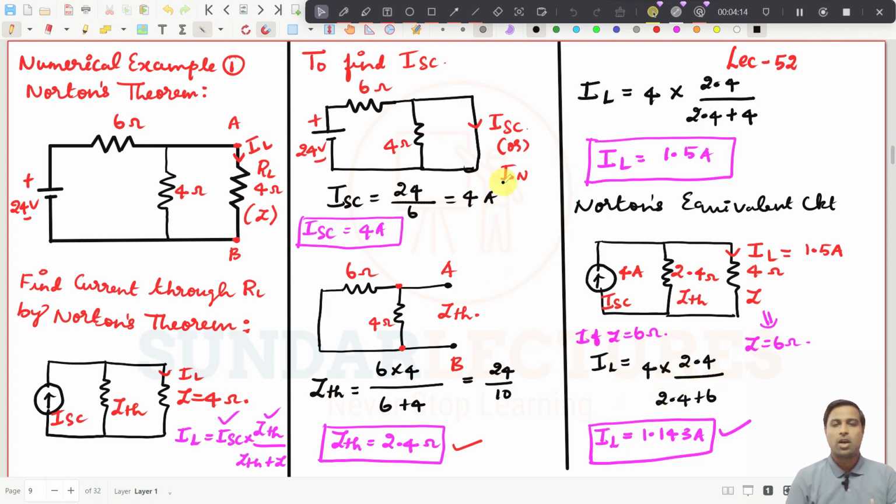So also we have told that if this load resistor is changing, then you don't need to find the current through this load resistor by solving the problem again. You just have to substitute: instead of this 4, you put 6 if it is a 6 ohms resistor, and then you will get the total current through the load resistor. That is the real application of Norton's theorem or Thevenin's theorem. It can be anything, right?